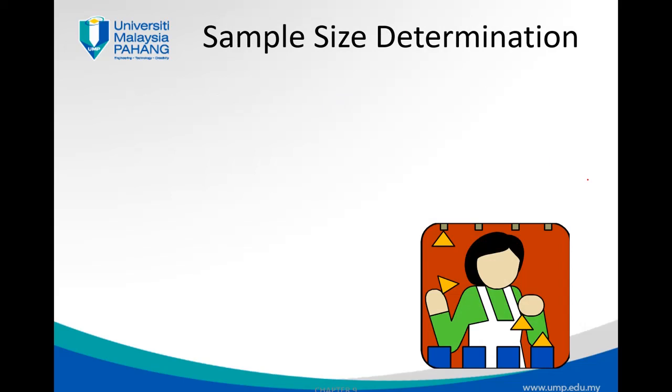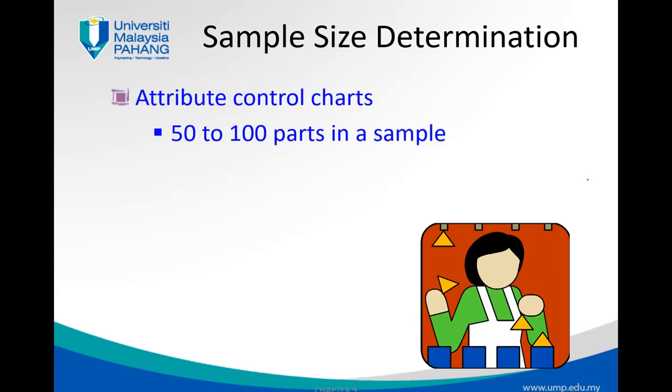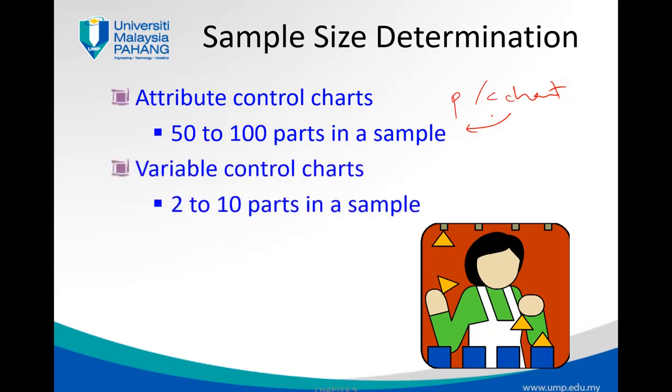Next is about sample size determination. How can we determine the number of samples to be observed in order to construct a control chart? For an attribute control chart, 50 to 100 parts in a sample. This applies if we want to plot a P or C chart. For a variable control chart, there are 2 to 10 parts in a sample, for one sample mean for one reading.